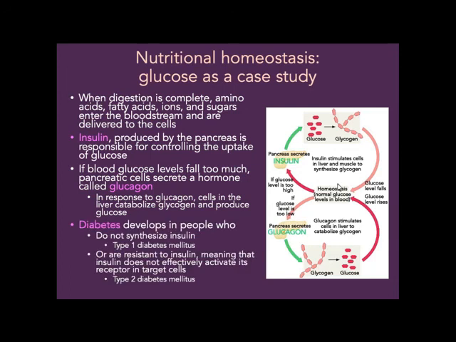If you have a disorder in this system, it results in diabetes. Diabetes develops in people who are unable to secrete insulin, so that the glucose can't get locked into glycogen. If you're not synthesizing insulin, that's called type 1 diabetes. Or some people, their pancreas is making the insulin, but their body is resistant to it. So the insulin isn't effectively activating the receptor in the target cells to be able to take the glucose and lock it into glycogen. That is called type 2 diabetes.